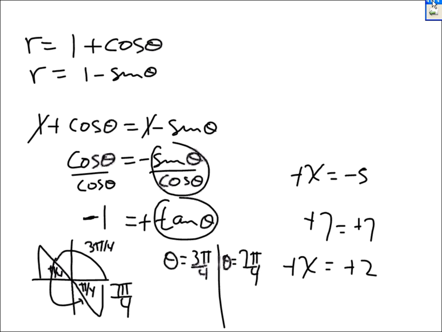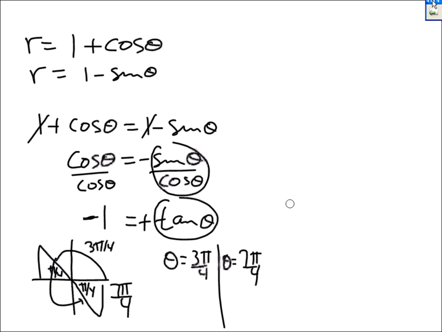Now we just have to go and find their r values. Now, you don't need to check it in both r's. You don't need to plug in 3 pi over 4 into both r's unless you want to check it, which is fine.